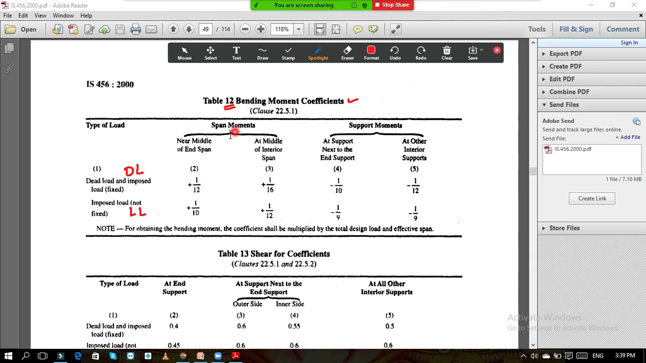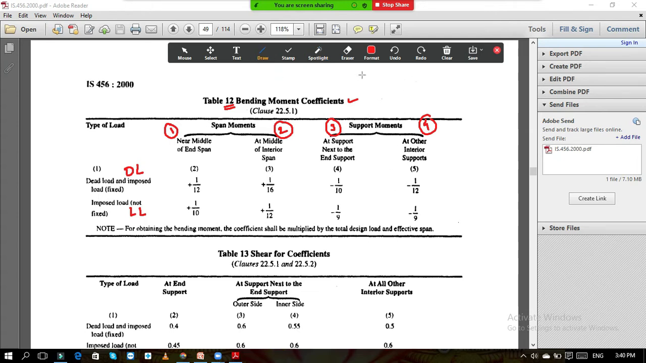Now here you can see there are basically 1, 2, 3 and 4 columns. This is first, second, then third and fourth. At these 4 points we are going to calculate the bending moment in one way continuous slab. First is the middle of end span, then second is the middle of interior span, then at support next to end support, and last one is at other interior supports. So I will explain here what it means.